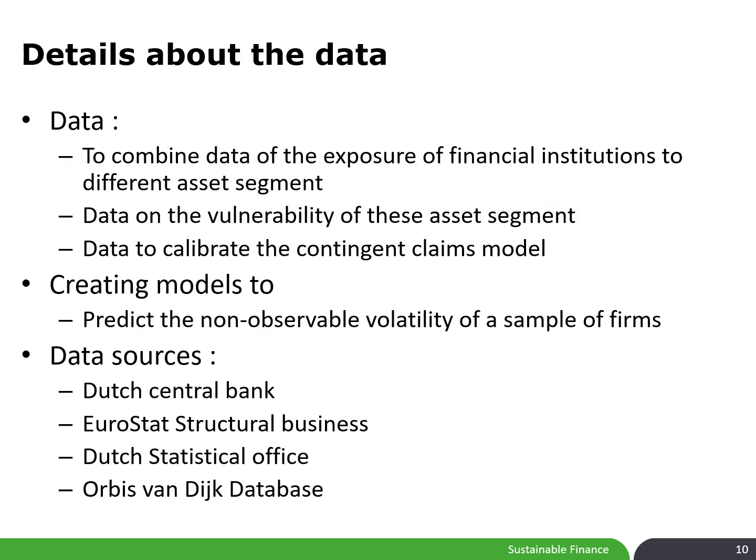Before discussing the results, here are some details about the data used. Data was used to combine data of the exposure of financial institutions to different asset segments. Data was also used to estimate the vulnerability of the asset segments, and we need data to calibrate the contagion claims model. We use those data to create models to predict the unobservable volatility for a sample of firms. The sources are numerous. At first we have the Dutch Central Bank, we have also the Eurostat Structural Business, the Dutch Statistical Office, and the Orbis Bureau van Dijk database.